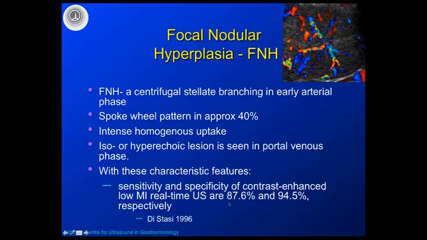Okay, let's move on to focal nodular hyperplasia, FNH. They typically have a centrifugal stellate branching in early arterial phase. Some of these, approximately 40%, have a spoke and wheel pattern, and the uptake is usually intense and homogeneous in early arterial phase. And with these classical findings, we also experience very high sensitivity and specificity in the diagnosis of FNH. And be aware that you can sometimes also see a scarring in portal phase in FNH.